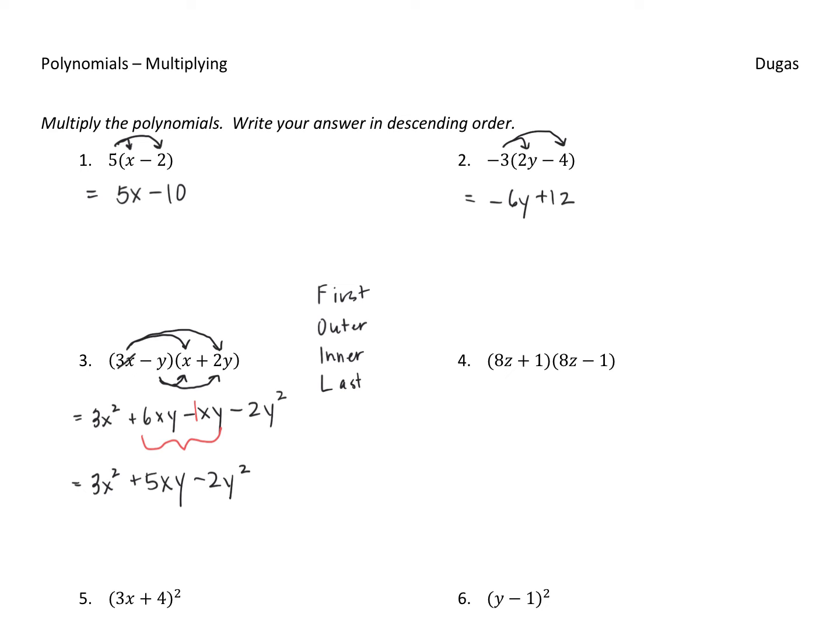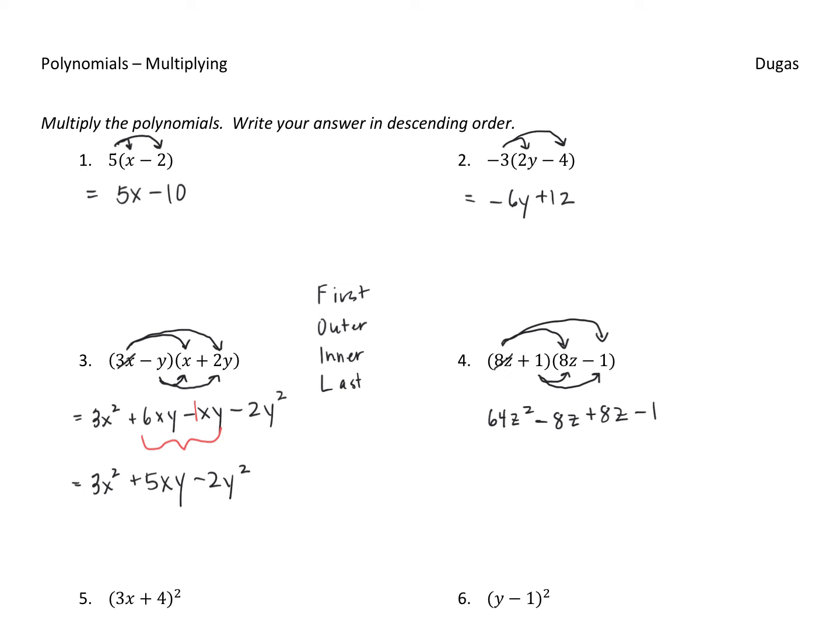Let's look at number 4. Same thing, we have 2 binomials. So I'll start with 8z times 8z. That's 64z squared. 8z times a negative 1 is negative 8z. I've distributed the 8z, so now I'm going to do the same thing with the 1. 1 times 8z is plus 8z. 1 times negative 1 is negative 1. Okay, I've now distributed everything.